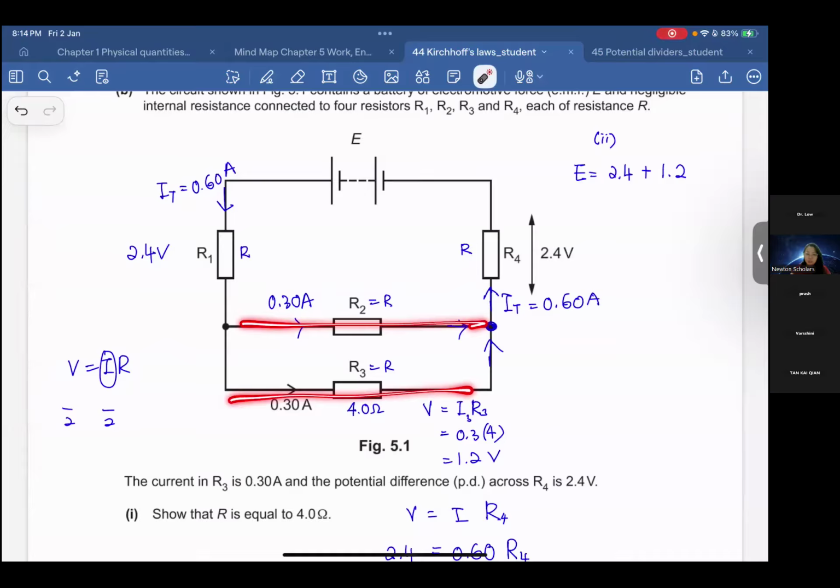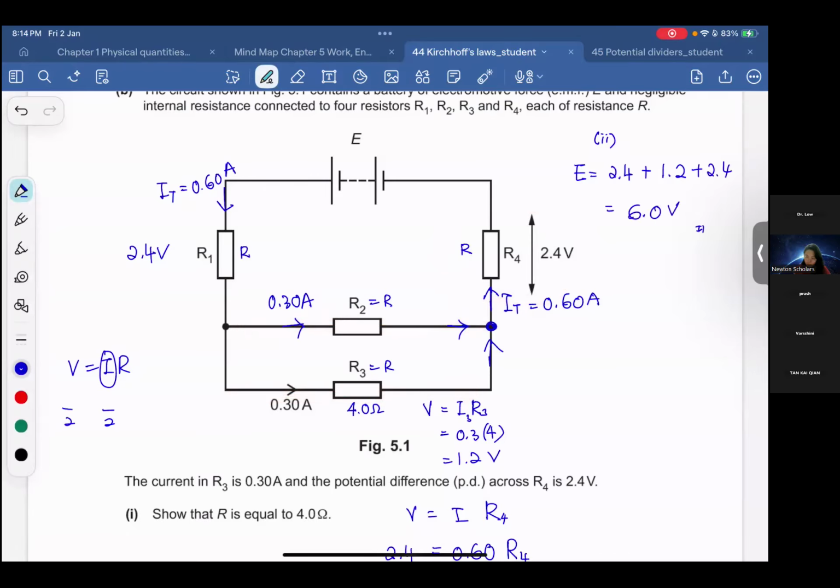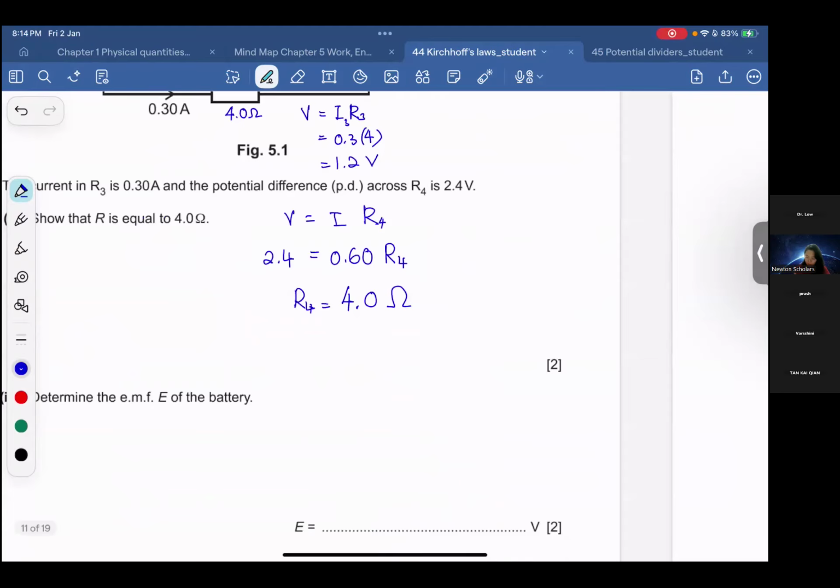If clear, give me some reaction, then we can proceed. Okay, very good. Able to follow? Okay. The battery in B. This is question B.